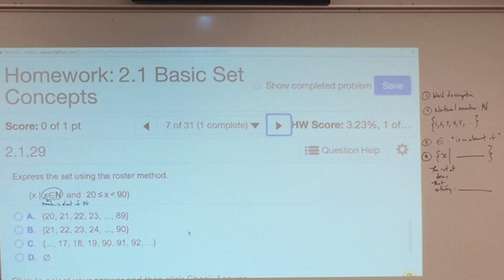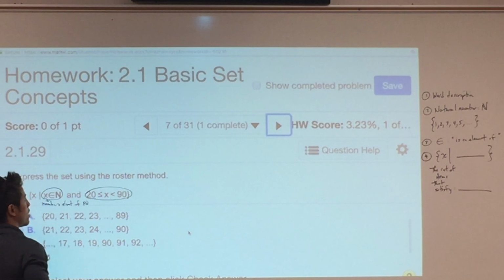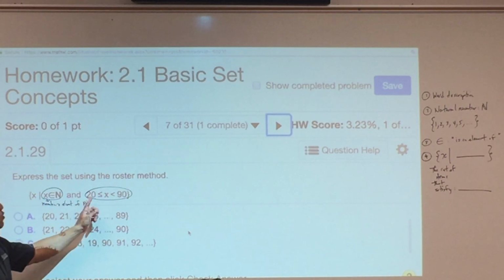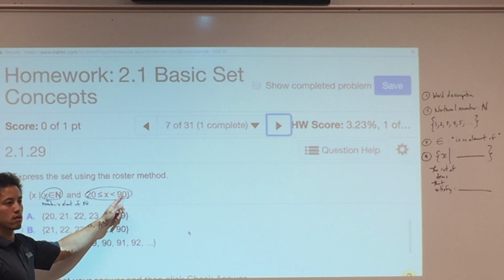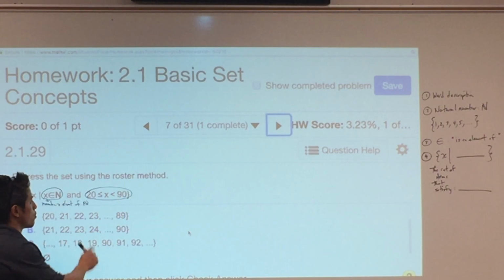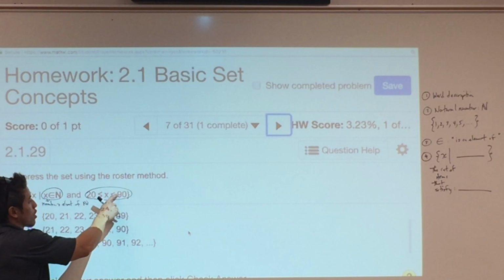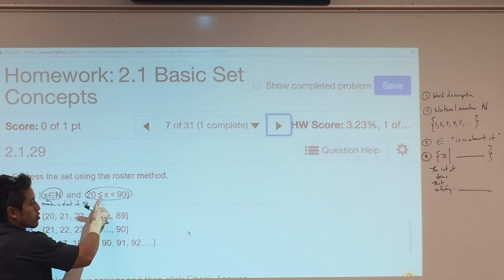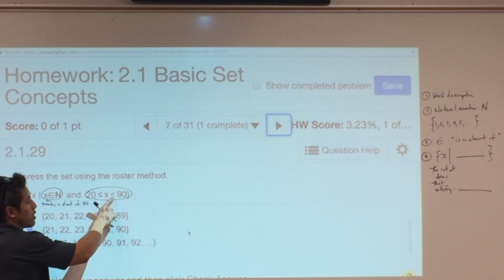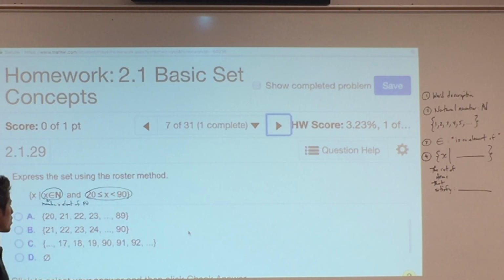Looking at number 7, it says all the things in your answer need to satisfy these criteria. What's the criteria? They got to be natural, and at the same time, they have to be greater than or equal to 20, but less than 90. They need to be between 20 and 90, but you get to have 20, but you cannot have 90. One more time, if you didn't know that already, remember that that little bar under here means that you get to have that endpoint. Since this doesn't have a bar or an equal sign, you don't get to have the 90. So what's the right answer?